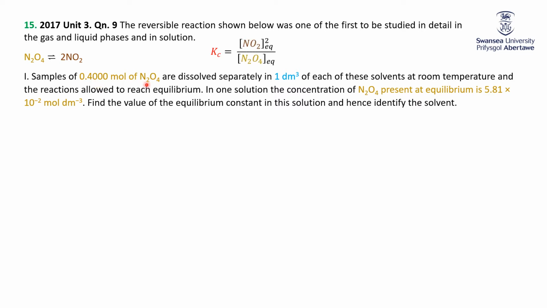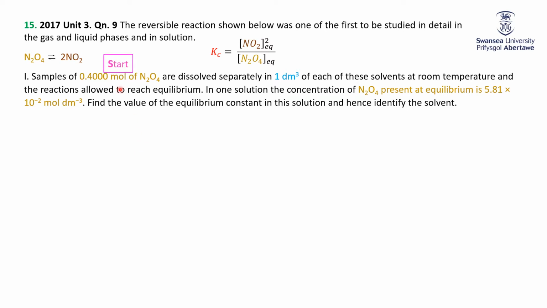Samples of 0.4 moles of N2O4 dissolved separately in 1 cubic decimeter of each of these solvents. So we've got a particular solvent, right? Room temperature and reactions allowed to reach equilibrium. In one solution, the concentration of N2O4 at equilibrium, notice that at equilibrium, is 5.81 times 10 to the minus 2 moles per cubic decimeter. Find the value of Kc in the solution and hence identify the solvent. We'll see where that comes from in a minute.